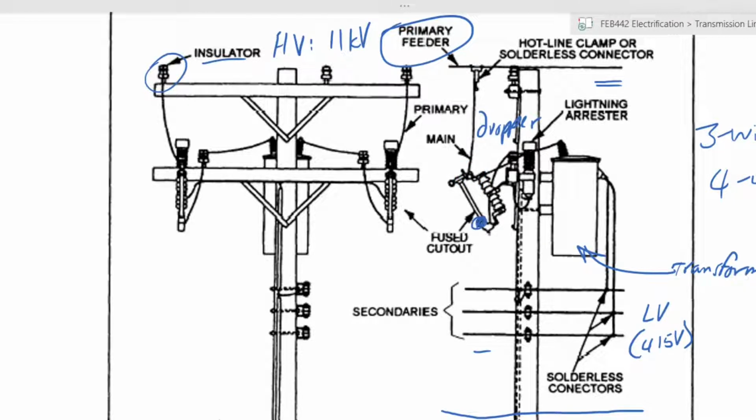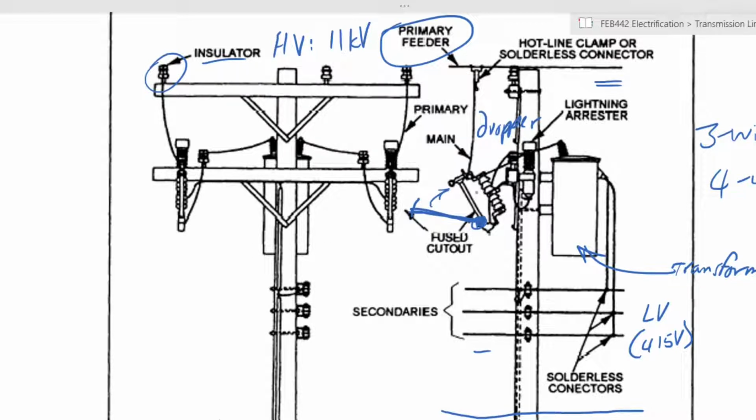So that in case you want to disconnect the circuit, you would disconnect it from there. Generally, you will see the Kenya Power teams, if they need to do any work on the transformer or on the lines that are coming out of the transformer, they would disconnect the high voltage lines using the fused cutout. This is a side view, but generally there would be 3 fused cutouts for each of the 3 phases.